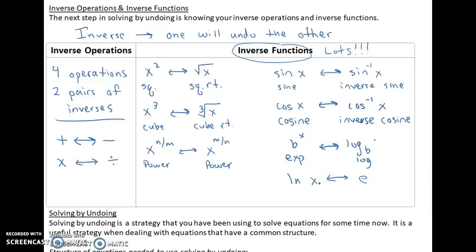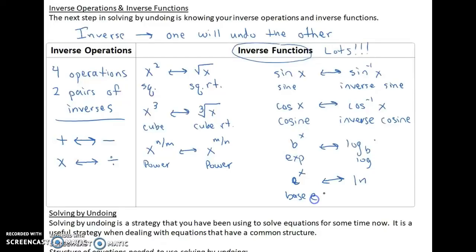So if I have an exponential equation, say b to the power of x, I need to undo that, solve for something in the exponent, I use a logarithm. And I would have that same base b as the base of my logarithm. If I have something like e to the power of x, that x is in the exponent, need to solve, I'm going to use natural log because it's a base e.